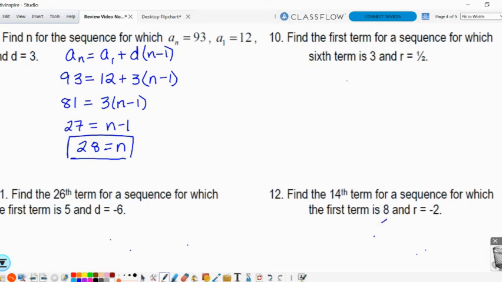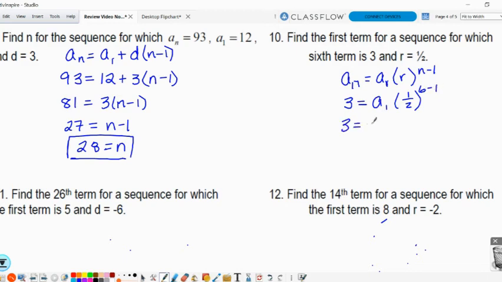Since this is geometric, our formula will be a little bit different. A sub n equals a sub 1 times r to the power of n minus 1. And again, we'll fill in what we know. We know the sixth term is 3. The term itself goes on the left. We're finding the first term, that's our unknown. Our common ratio is 1/2, and 3 is in the sixth position, so our exponent is 6 minus 1.